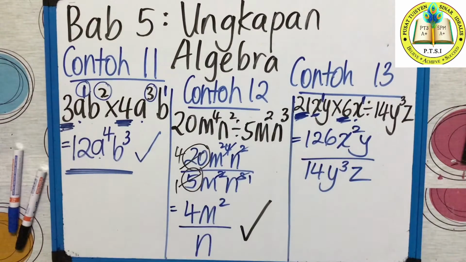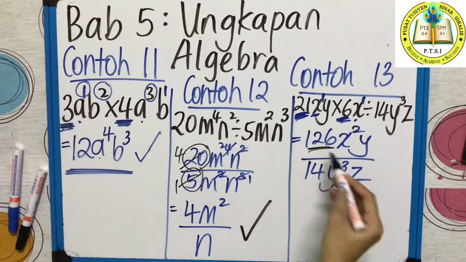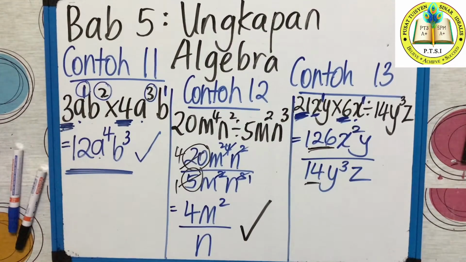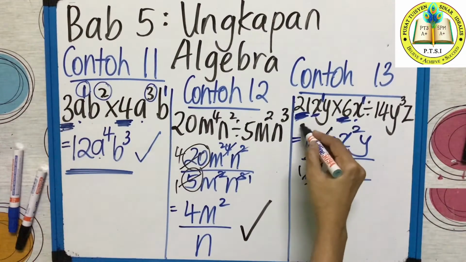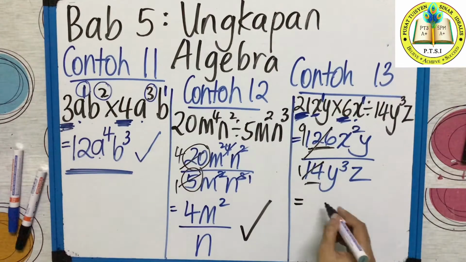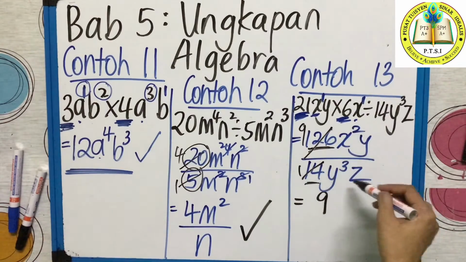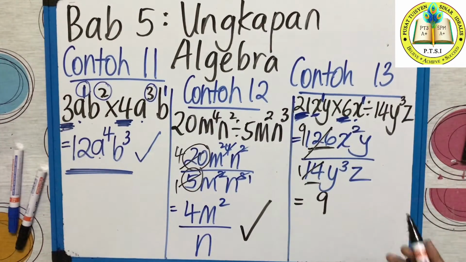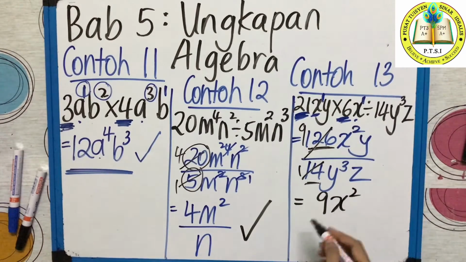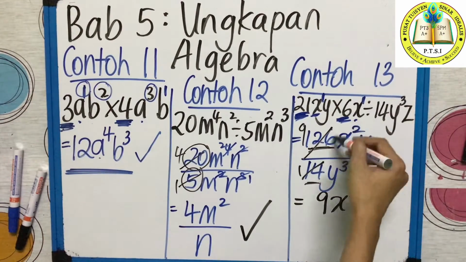Yang ni bahagi. So now bahagi, which one must you do first? Number. 126 and 14. You can cut also. When you cut, you get 9. Your answer will be 9. Okay, after cut ready. Now x. Is there anything here? X kuasa 2. Ada mana-mana x untuk potong tak? Tak ada. So you just put x kuasa 2 because there's no x to cut.